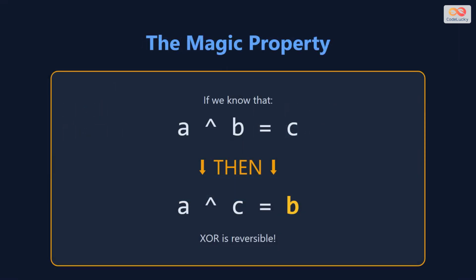The key to solving this problem lies in a specific property of XOR. If A XOR B equals C, then it is also true that A XOR C equals B. This means the operation is reversible. We can swap terms across the equal sign using the same operator.